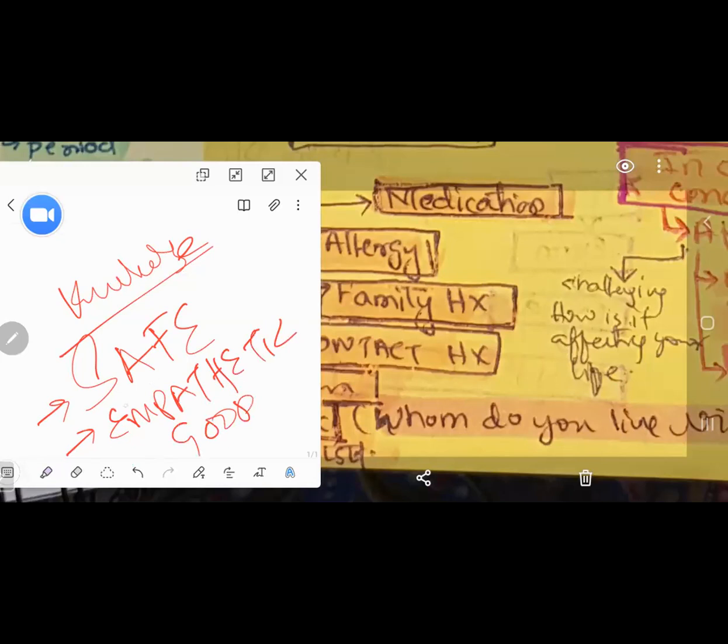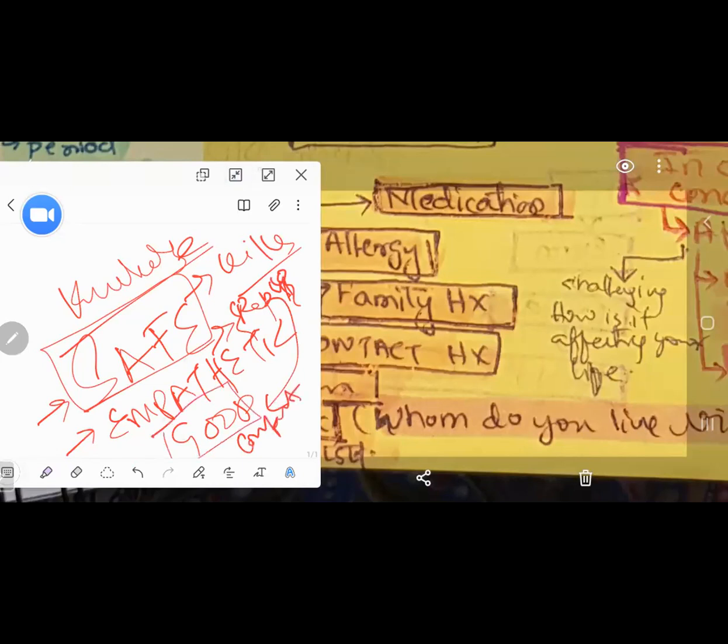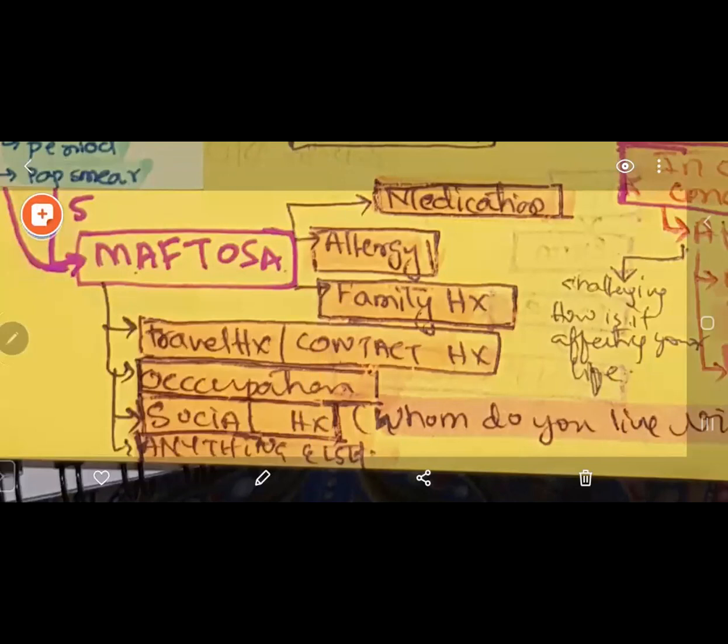What does that mean? Safe doctor meaning you exclude the things that will kill him. Empathetic meaning you understand their emotions and you reply accordingly. You give them the comfort. Good doctor meaning that you are having knowledge of the thing that he has, right? So that's what we're supposed to do.